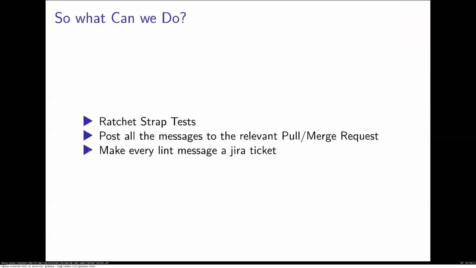Okay, so what are the strategies we can do? There's the ratchet strap strategy, where we can make sure that there's only a certain number of errors or warnings that are allowed to happen. We can post all the messages to the relevant merge request of just, hey, here's what the linter found with your single thing. And you can make all your lint messages a JIRA ticket.